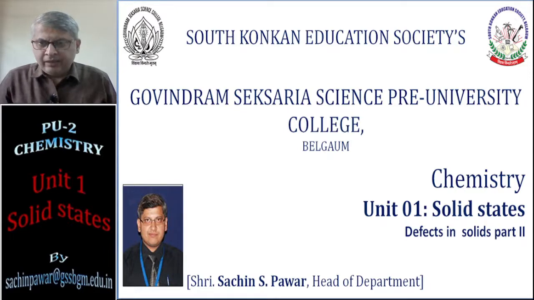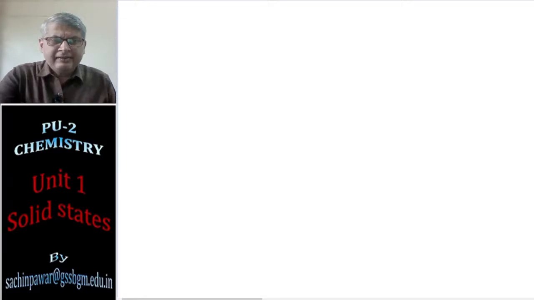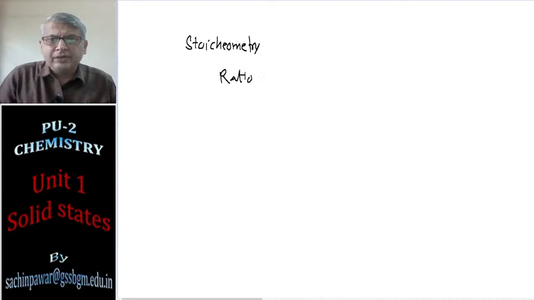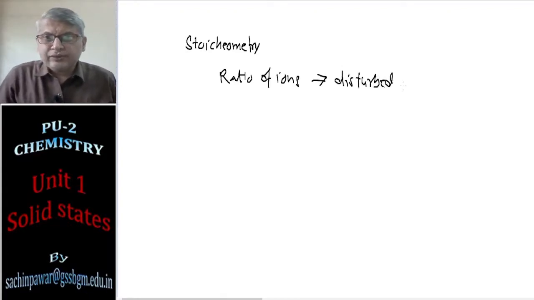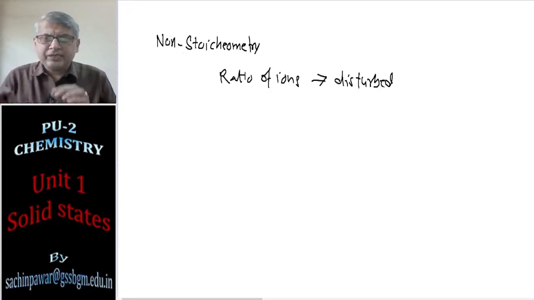Non-stoichiometric defect. When I say non-stoichiometric defect, you must understand that the stoichiometry in the solids, that is the ratio of the atoms or the ions, gets disturbed, and that is the cause for it being a non-stoichiometric defect. We shall understand this with examples in this particular slide.